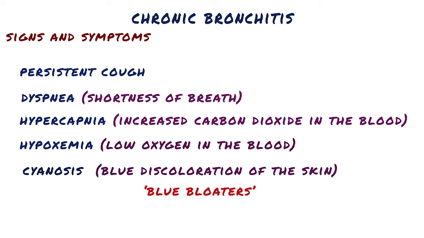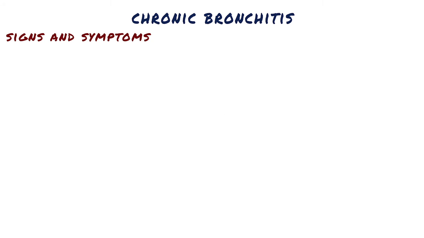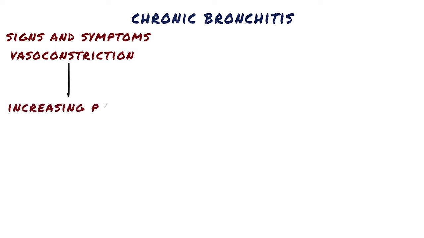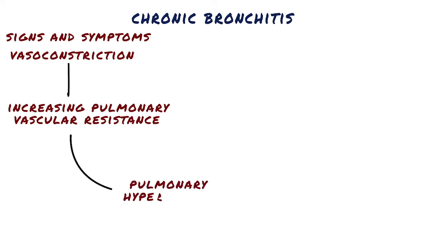Alright, so, in addition to those things, in the areas with decreased gas exchange, blood vessels undergo vasoconstriction in an attempt to shunt blood to an area with better exchange, which, if it's localized to one area of the lungs, would work pretty well. But when a large proportion of the lungs aren't exchanging oxygen effectively, a large proportion of blood vessels start to clamp down, and this has the effect of increasing pulmonary vascular resistance, and to maintain pulmonary blood flow, the body responds by developing pulmonary hypertension.